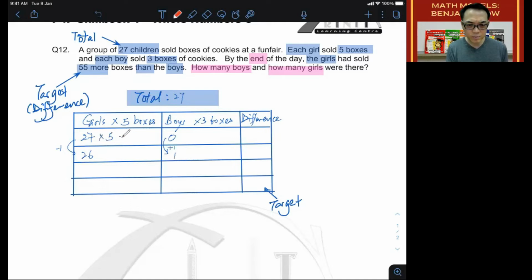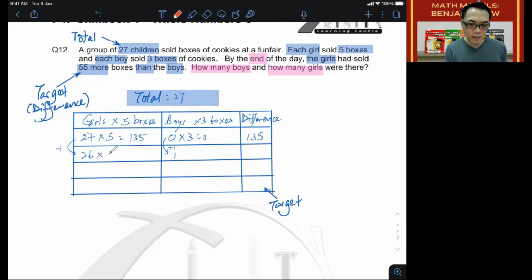27 times 5 is 135. 0 times 3, okay, as you should know, of course, is a 0. Times 3 to give a 0. And then the difference of 135 minus 0 is 135. Please take note, you are now subtracting, not adding.